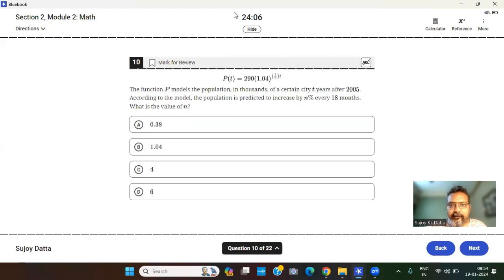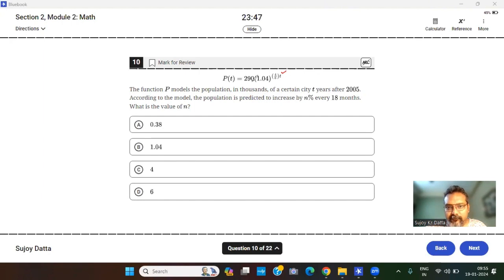Next, number 10. The function P models the population in thousands of a certain city T years after 2005. According to the model, the population is predicted to increase. So this is T years. T is mentioned here. You can see that T years after 2005.